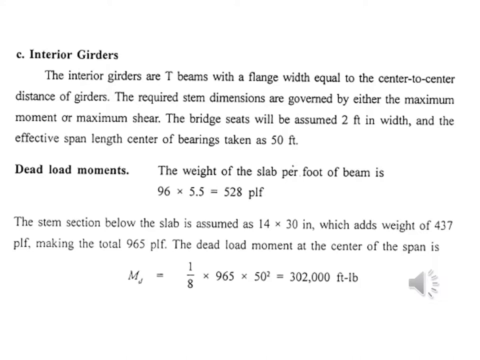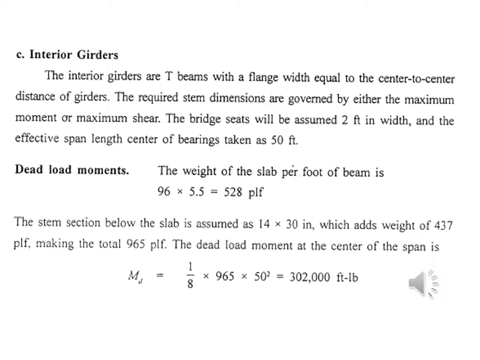The required stem dimensions are governed by either the maximum moment or the maximum shear. The bridge will be assumed at 2 feet in width, and the effective span less than that of the bearing stage and the 50 feet.